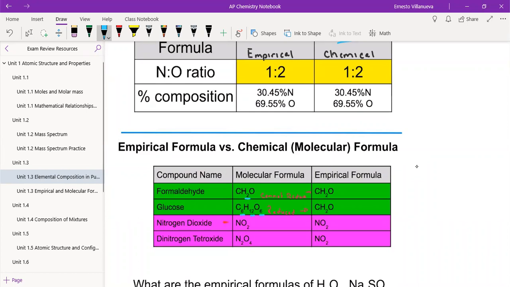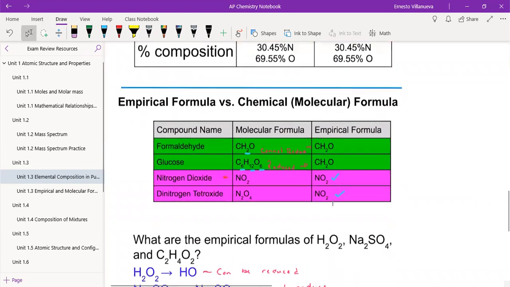Can nitrogen dioxide be reduced? No. So those are going to have the same empirical formulas. Can dinitrogen tetroxide be reduced? Yes, it can. So here we see that two different compounds can share the same empirical formula, even though their molecular formula is going to be different.